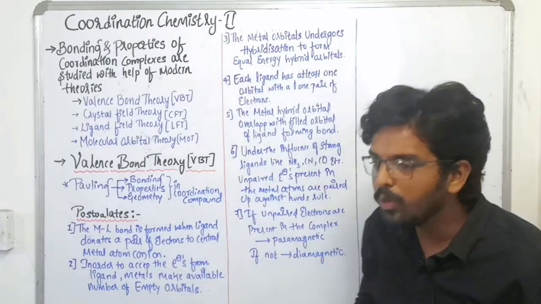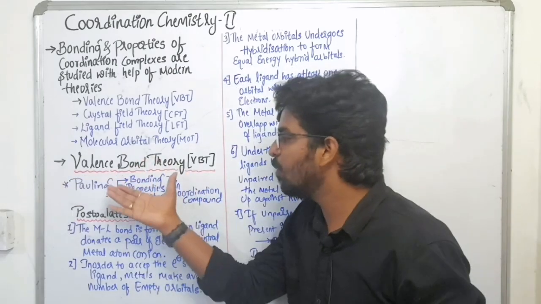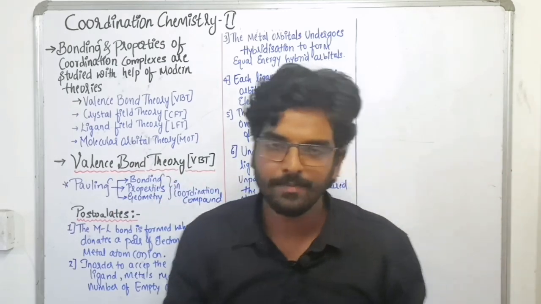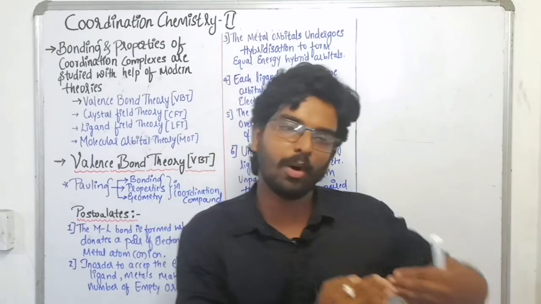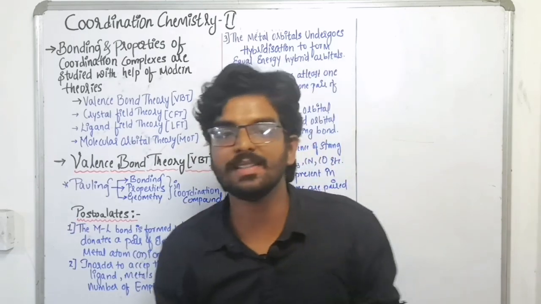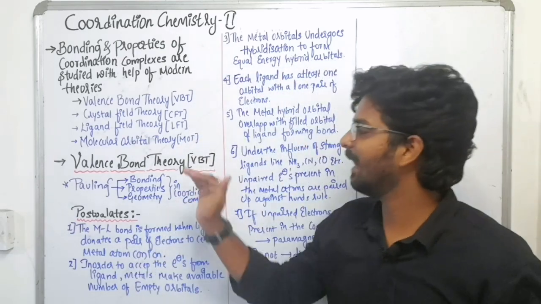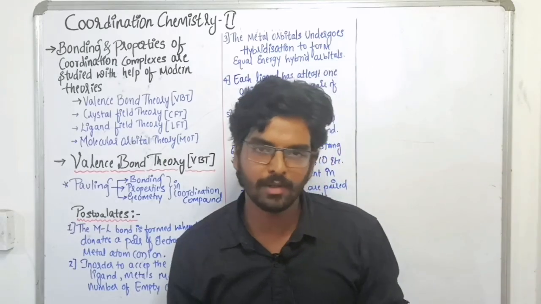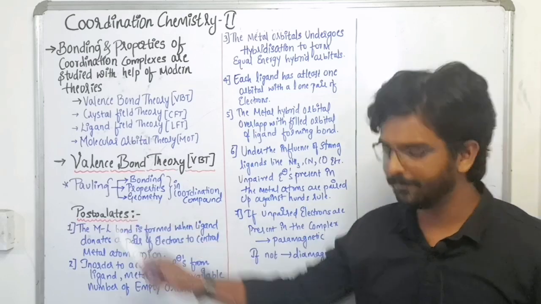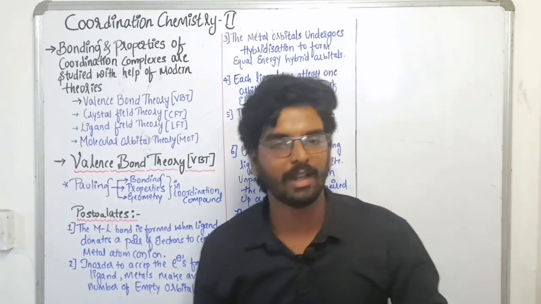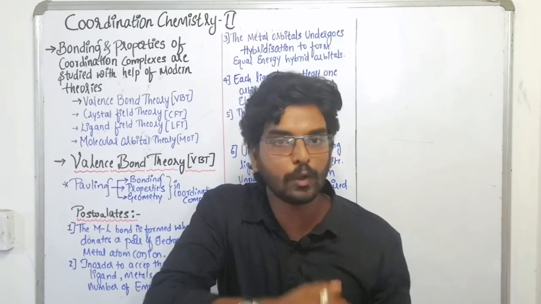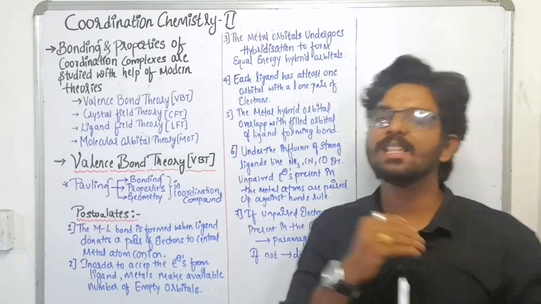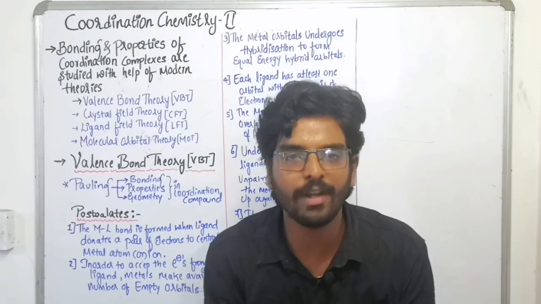On that note, we will begin with the valence bond theory. We will try to learn how the bonding and what sort of properties can be learned with the help of the valence bond theory. Basically this valence bond theory was proposed by a scientist called Pauling. Pauling gave the valence bond theory in order to explain the bonding properties as well as the geometry of the coordination complex.